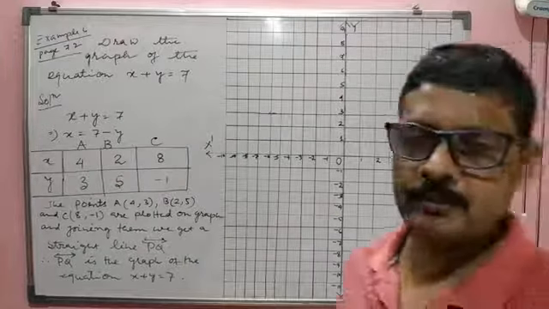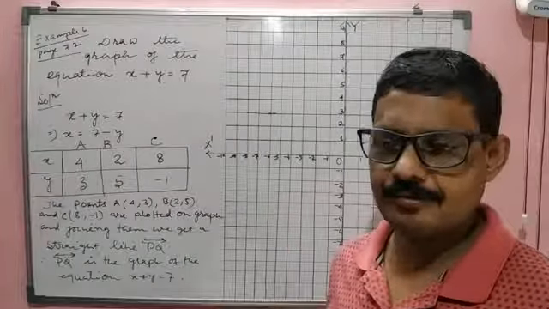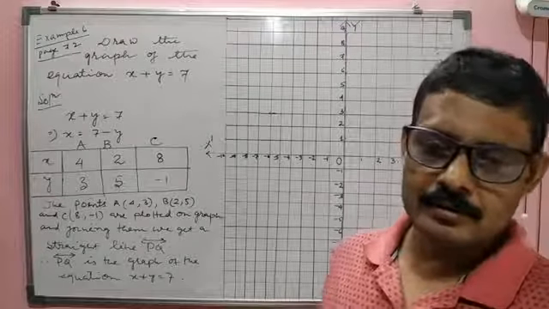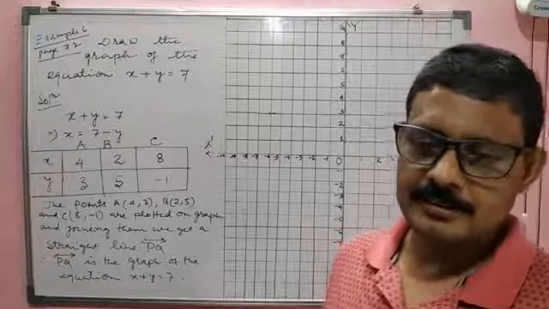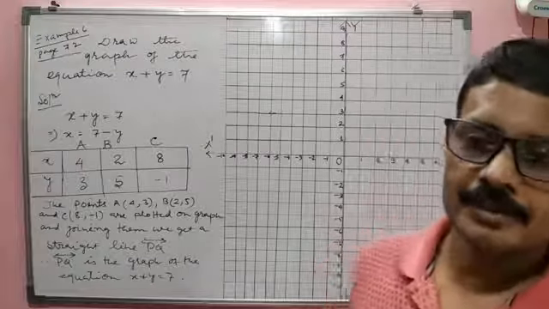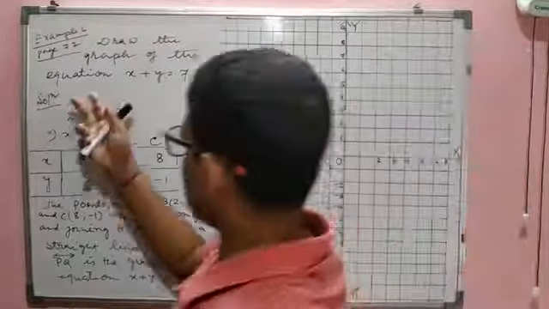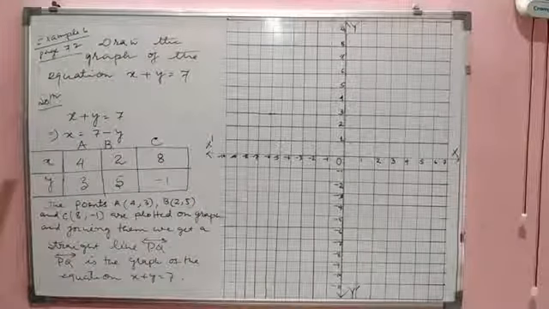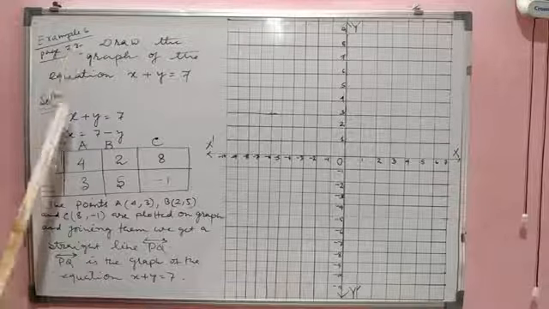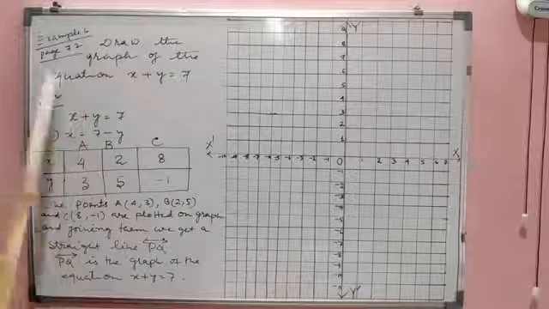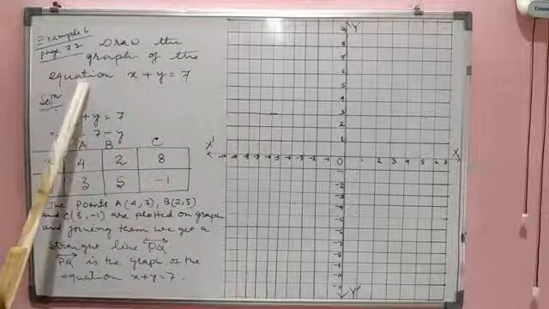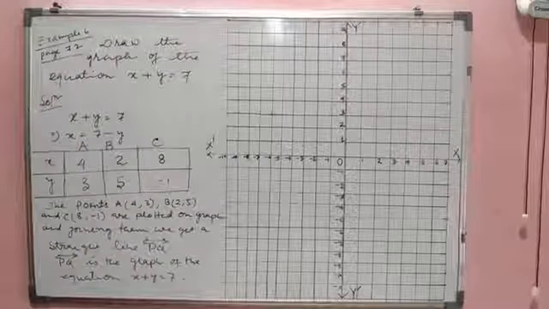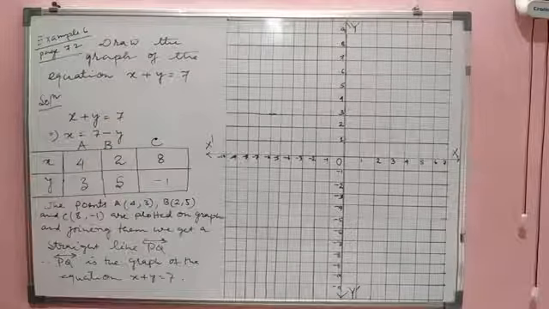So here I am explaining one graph, how a linear equation represents a straight line in graph. So you see, this is from our NCERT textbook, page number 72, example number 6. Draw the graph of the equation x plus y equal to 7. You have to draw the graph of this equation.